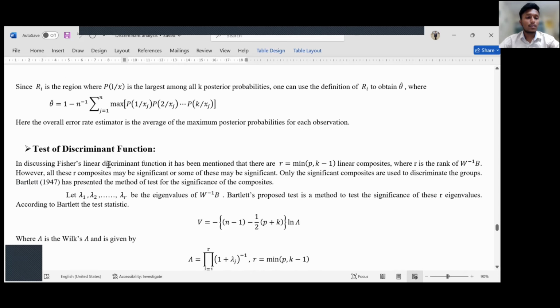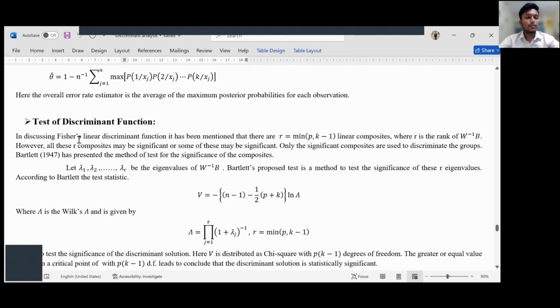So here is the test of discriminant function. In discussing Fisher's linear discriminant function, it has been mentioned that there are r equal to the minimum of p comma k minus 1 linear composites, where p is our number of variables, and r is the rank of the within sum of square inverse and between sum of square. However, all these r composites may be significant, or only some of them may be significant. Only the significant composites are used to discriminate the groups.